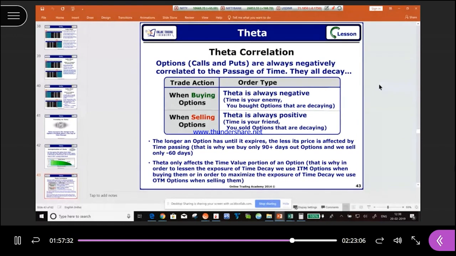Theta is negatively correlated to the options, both calls and puts. They all decay. If you buy an option, it is going to decay anyways. So when buying options, theta is always negative. Time is your enemy. You bought options that are decaying. When selling options, theta is always positive. Time is your friend. You sold options that are decaying. Does that make sense to you guys?